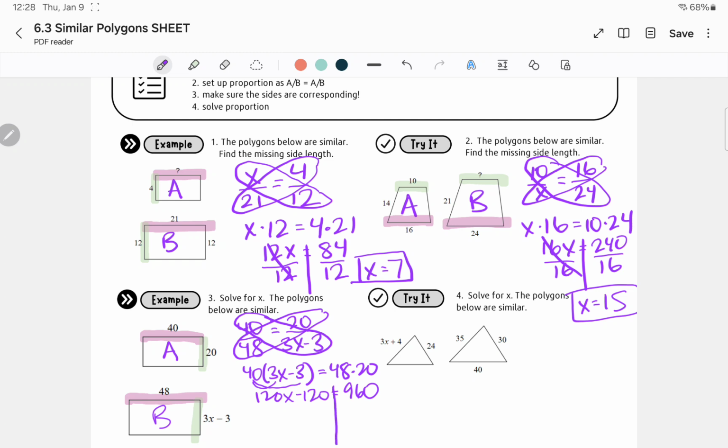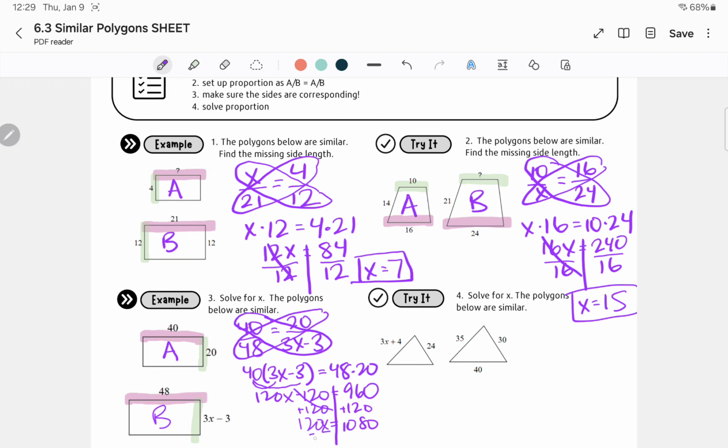All right, I'm going a little fast through the proportion because we did this last lesson. So if you still have a question, you can pause and come ask me. But we should be getting 120x equals 1,080. Right, 960 plus 120 is 1,080.